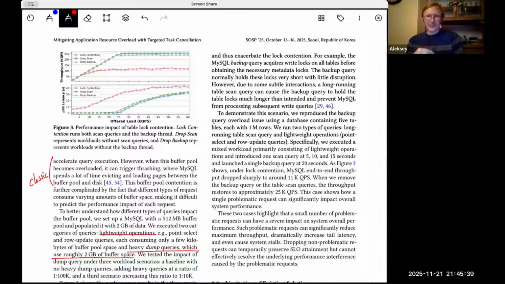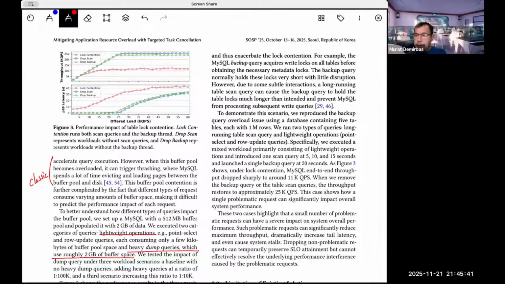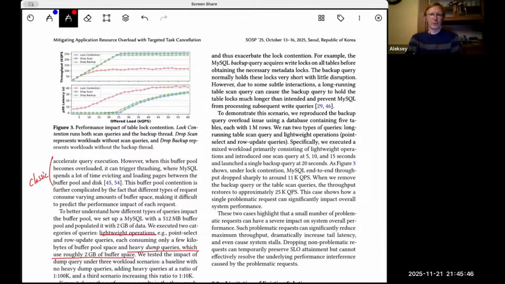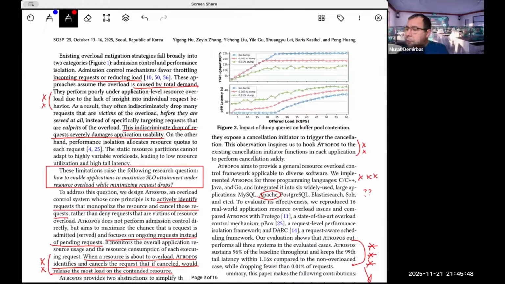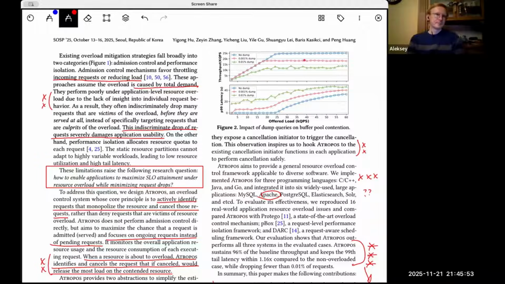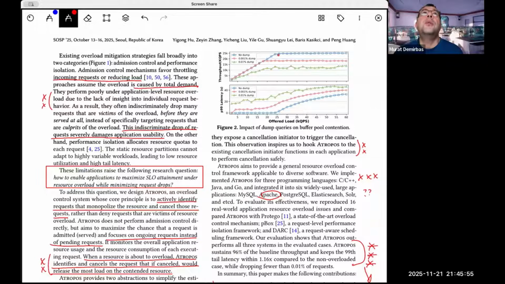That's the figure, right? No, this is figure 3, and this one is figure 2. That's on the previous page. Yeah, figure two, impact of dump queries on buffer pool contention. Let's check. No dump.